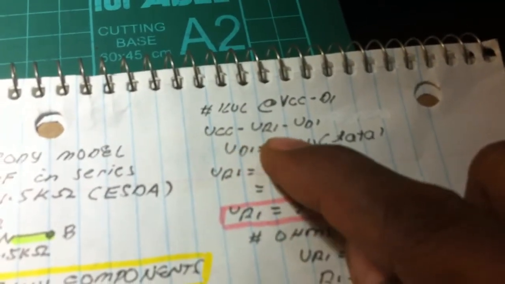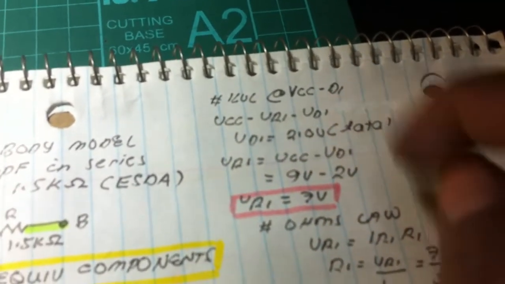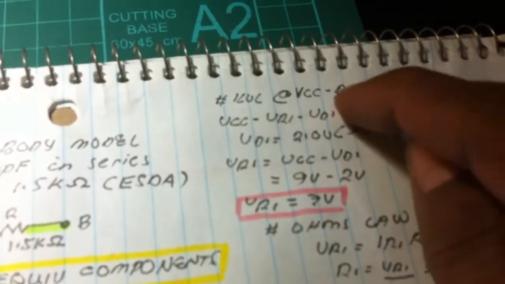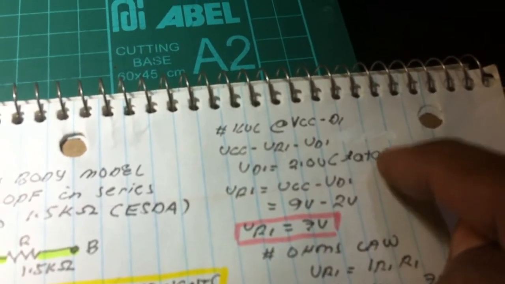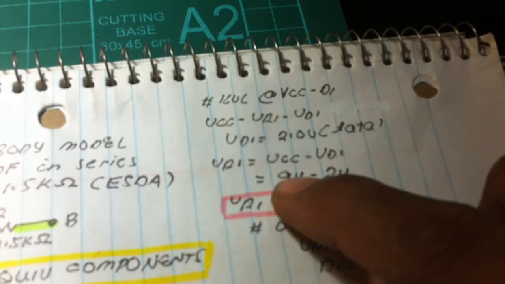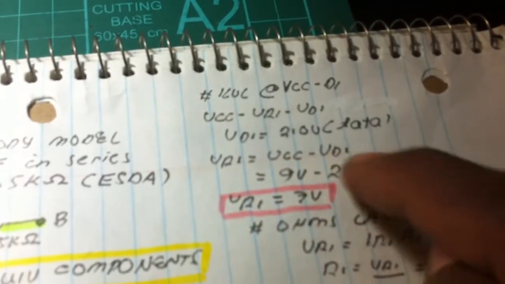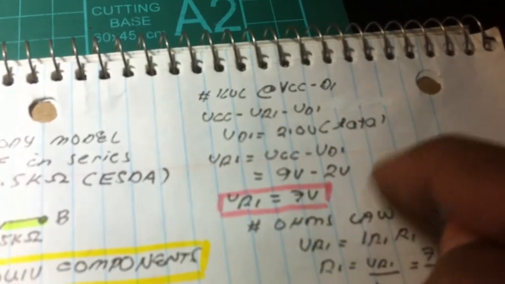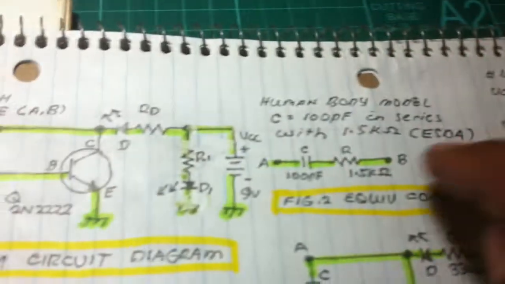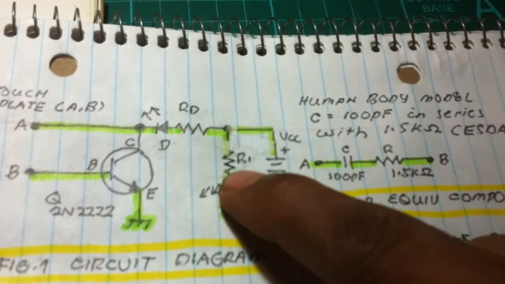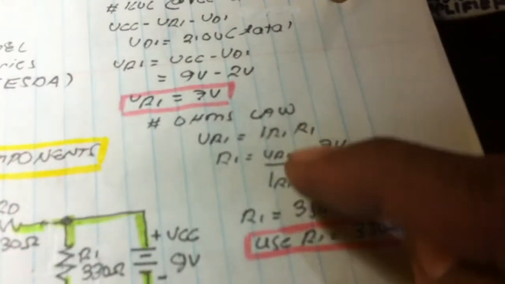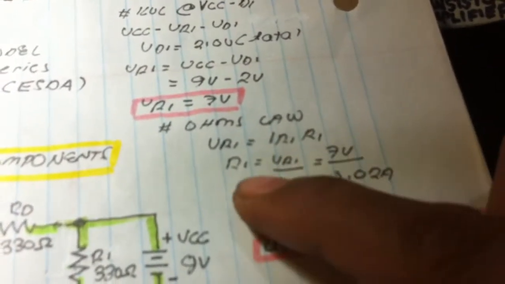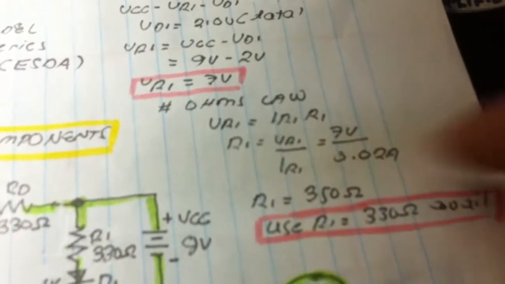VCC minus VR1 minus VD1 is equal to 0. And VD1 is equal to 2.0, which is also given in the data sheet of the LED. By transposition and substitution, we know the values of the two. We get 7 volts as the voltage drop across R1. And then using Ohm's law, V is equal to IR, so R1 is equal to V over I.